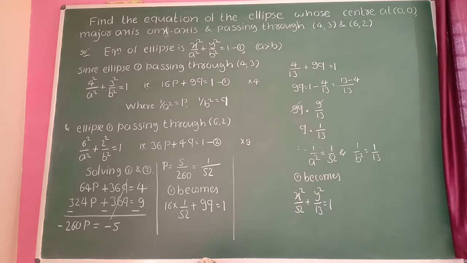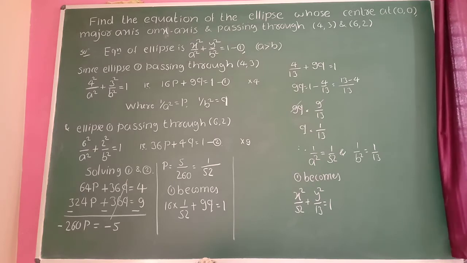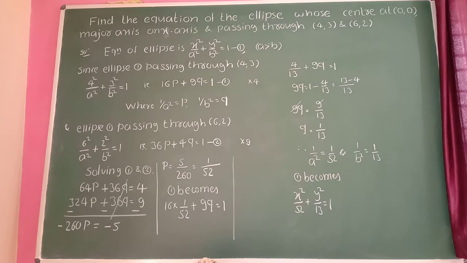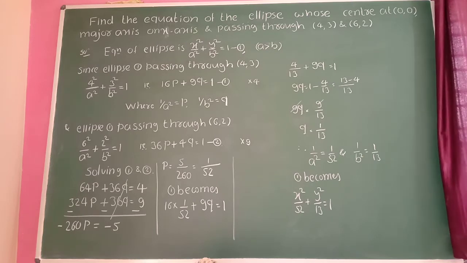So this is the next example. In this case, the major axis is on the x-axis, passing through the points (4, 3) and (6, 1). So the same procedure here. The final answer is x squared by 52 plus y squared by 13 is equal to 1, which is the required equation of the ellipse.